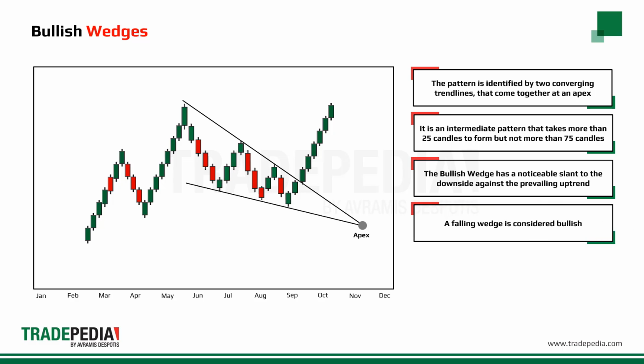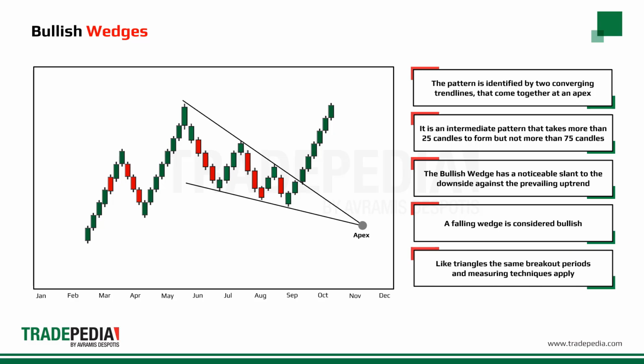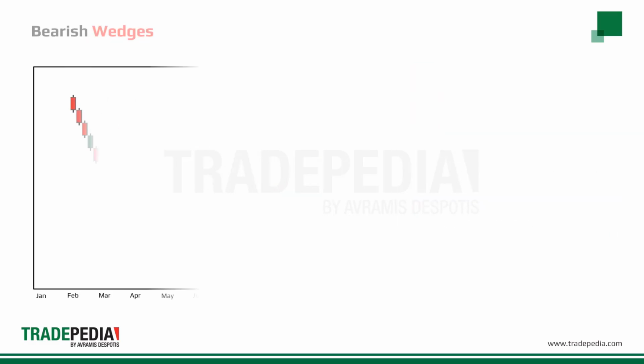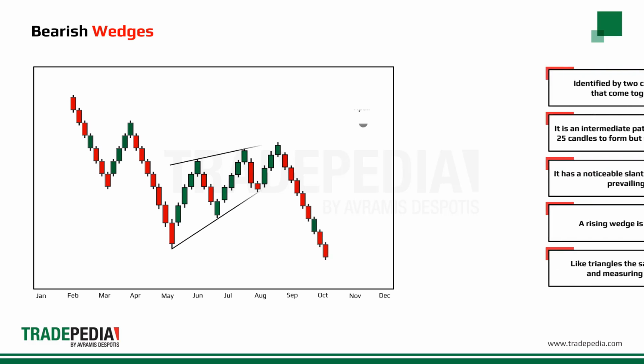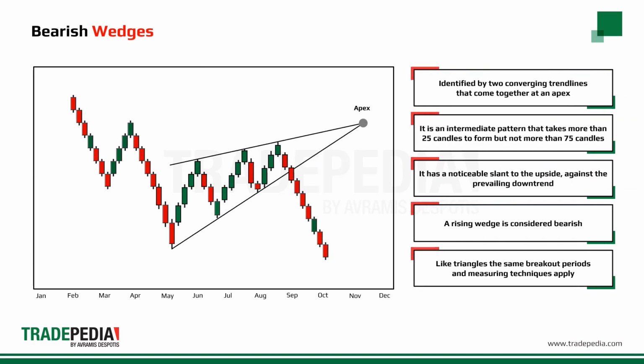A falling wedge is considered bullish. Like triangles, the same breakout periods and measuring techniques apply. The opposite pattern is that of a bearish wedge that has a noticeable slant to the upside against the prevailing downtrend. A rising wedge is considered bearish.